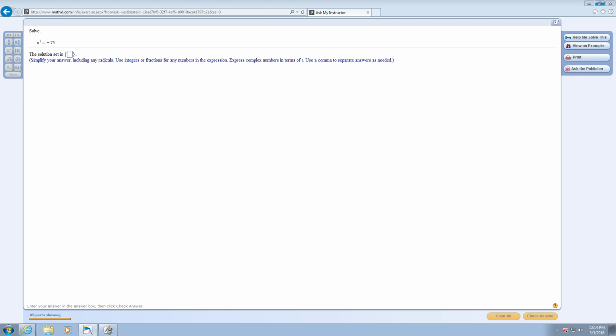X is equal to the square root of negative 1 times the square root of 75. Now these clowns don't want you to take the square root of 75 in your head. They want you to depend on the calculator. So I'm just telling you, on the test, if you get one like this, which you won't, you need to put it in terms of i and the square root of 75. So your answer is x is equal to i times the square root of 75.